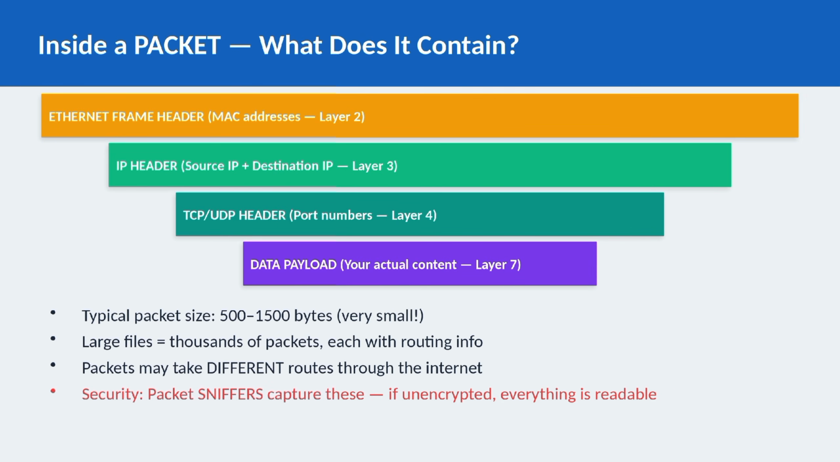Each packet contains not just a piece of the data, but also the source IP, where it came from, the destination IP, where it's going, information about how to reassemble the pieces on the other end, and error checking information. So your 100 megabyte video gets broken into thousands of tiny packets. Each packet travels independently through the network. They might even take different routes. One packet might go through Chicago, another through Dallas, another through Atlanta. And then at the destination, they all get reassembled in the right order. This is called packet switching, and it's the fundamental way the modern internet works.